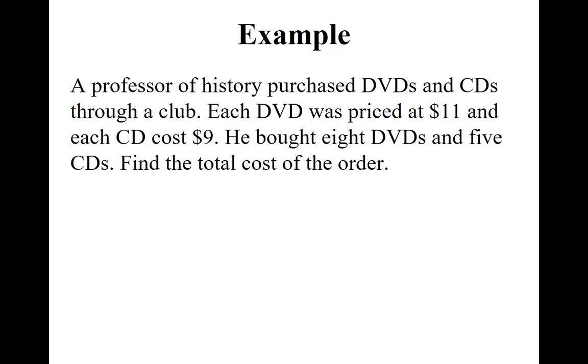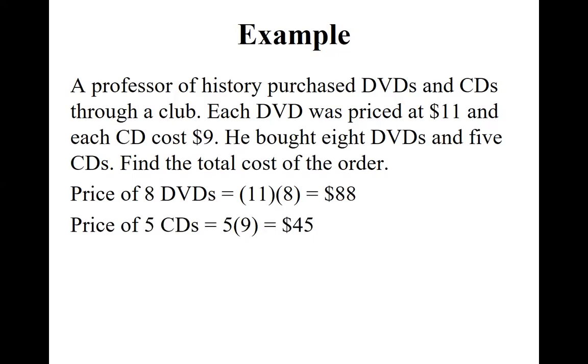So if he bought 8 DVDs, that means he spent $11 8 times. And if he bought 5 CDs, that means he spent $9 5 times. 8 times 11 and 5 times 9. And then we want the total, so we'd add those together. 8 times 11 is 88. 5 times 9 is 45. Add them together for the total, $133.